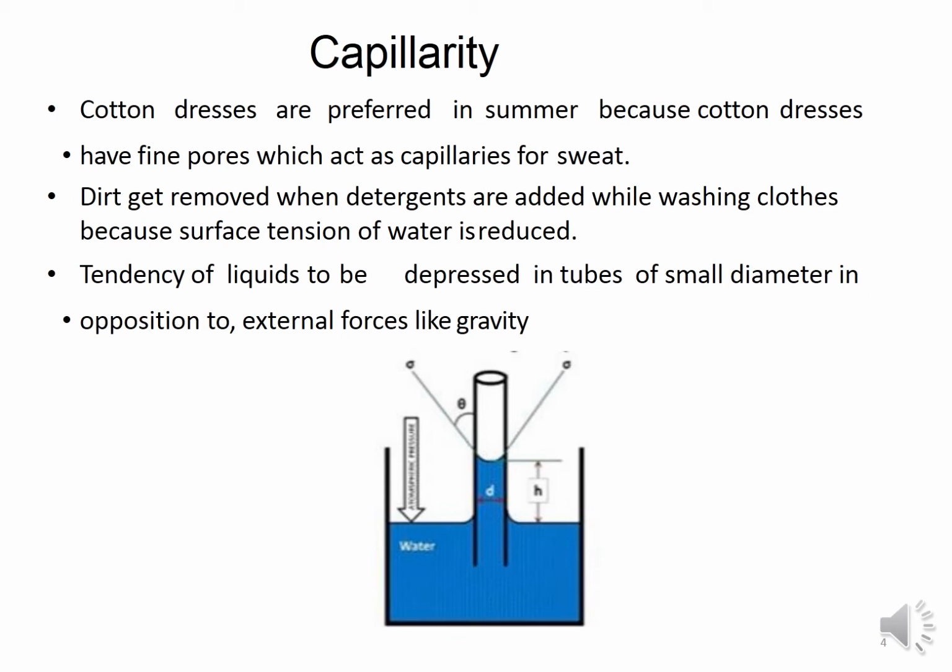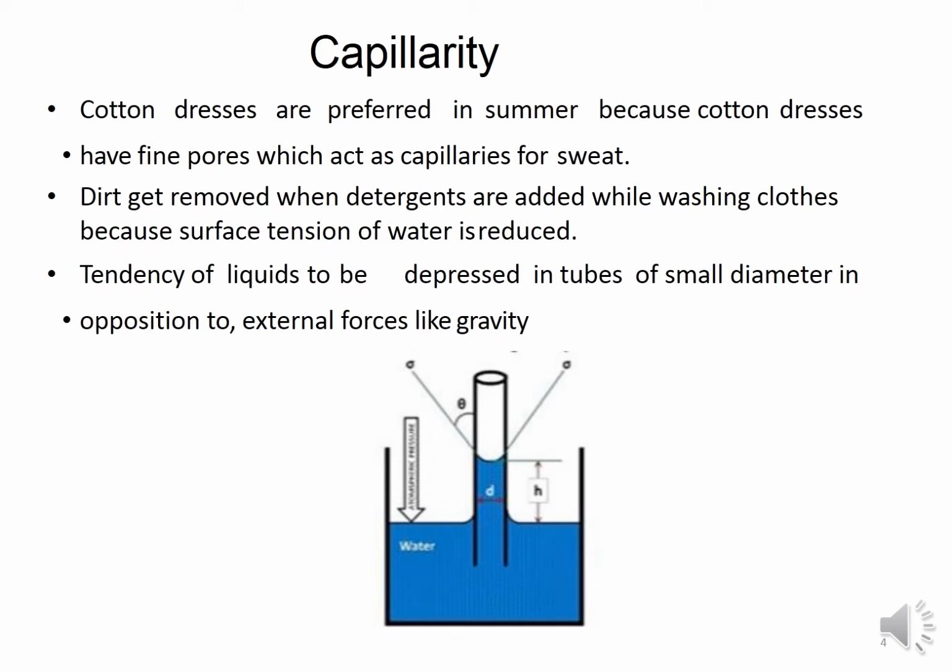Cotton dresses are preferred in the summer because cotton has fine pores which act as capillaries for sweat. So people say we should wear cotton dress in the summer because of capillary action. The sweat is going to rise in the small pores available in the cotton.